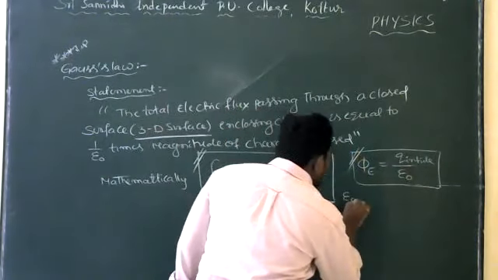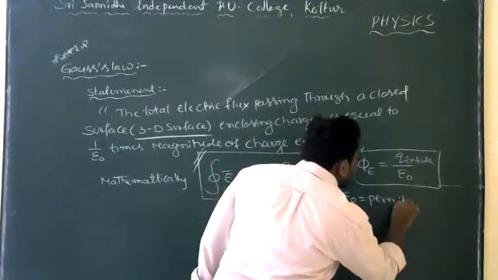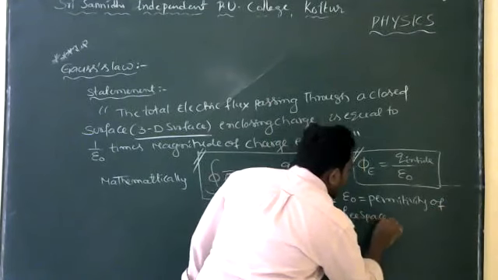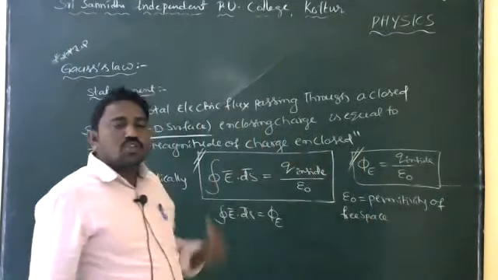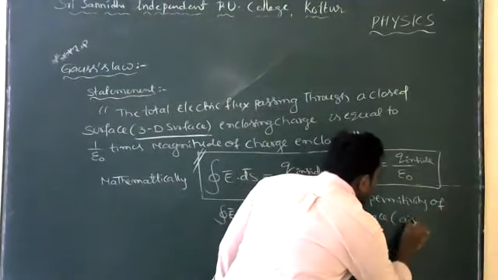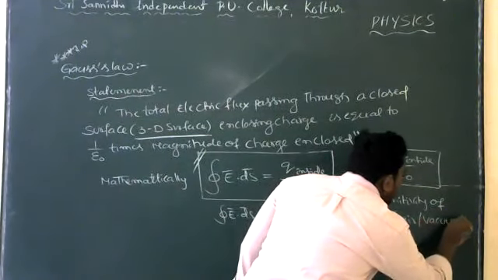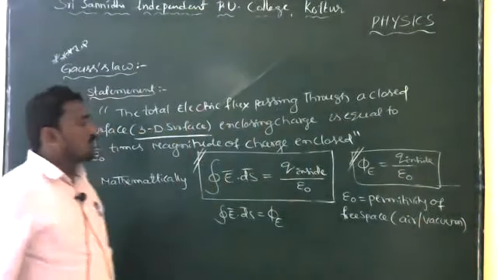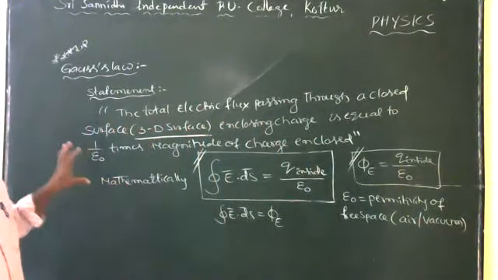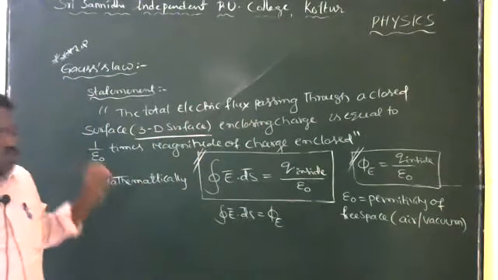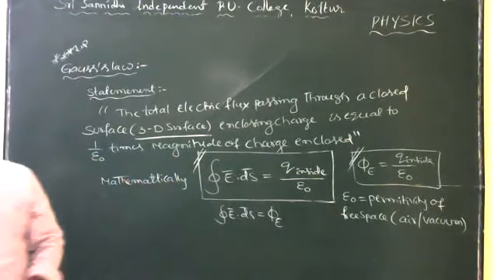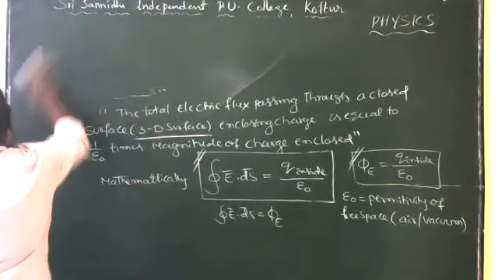Here epsilon naught is the permittivity of free space. The closed surface is in free space, that means air or vacuum. So epsilon naught is equal to the permittivity of free space. This is the mathematical expression and statement of Gauss's law. Very, very important, keep it in mind. This is a very important question.